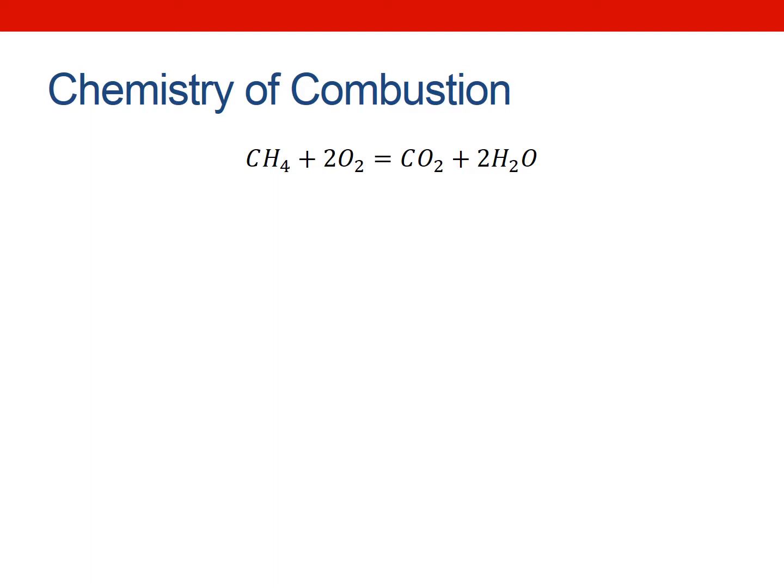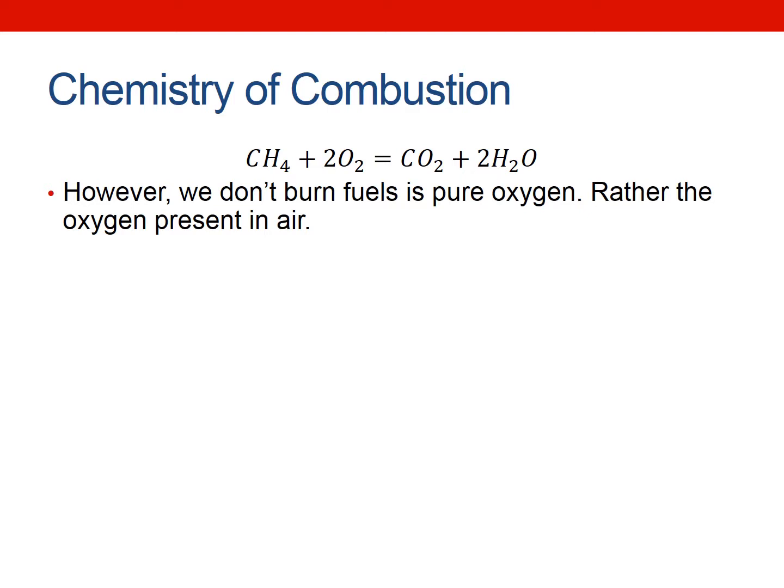So this is the balanced equation that we got from the last slide. But the issue here is we don't burn our fuels in pure oxygen. Rather, we burn it in the oxygen that's present in air. And air is made up of 21% oxygen and 79% nitrogen. So only about 1/5 of the atmosphere we can really burn. There are other things in the atmosphere, such as CO2 and some of the other noble gases, but they're negligible compared to the amount of oxygen and nitrogen. So if you just work with 21 and 79%, that is fine for these calculations.